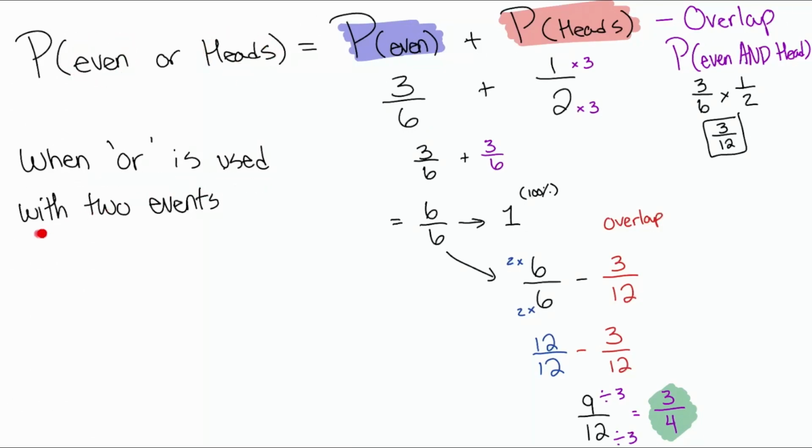Again, when or is used with two events, that's where overlap must be taken into consideration. So we must calculate and subtract the overlap. And again, the overlap is just going to be both of the events happening at the same time. So just multiply those individual probabilities and then subtract it at the end.